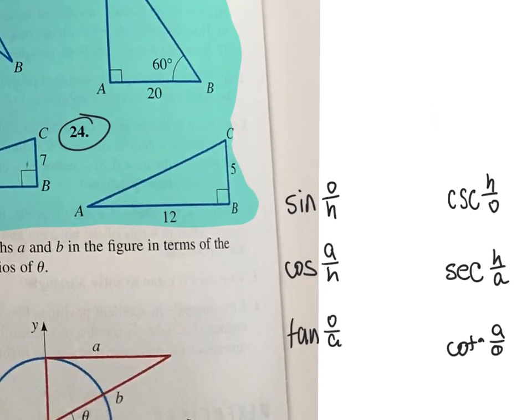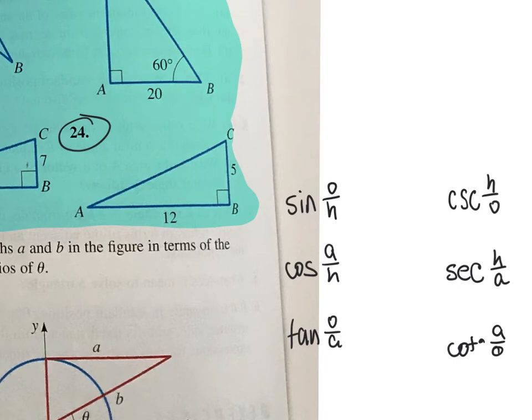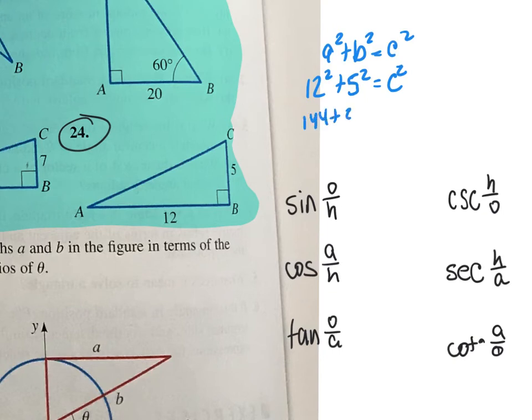They gave me two of the sides already. How can I find the last side? The Pythagorean theorem. Because if I know it's a right triangle, I know that a squared plus b squared equals c squared. So my legs are 12 and 5. I'm looking for the hypotenuse. Doesn't matter if you put 12 first or 5 first. You just have to make sure that you know those are the legs. So it's 144 plus 25 equals c squared. What's 144 and 25?